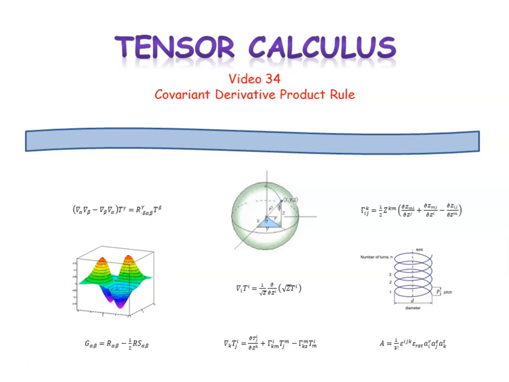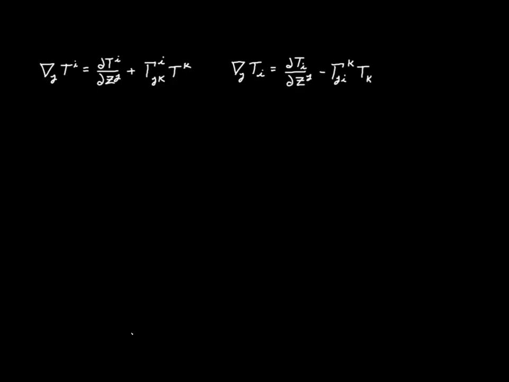This is video 34 of Tensor Calculus. In this video, we're going to introduce the product rule as it relates to the covariant derivative. For the last 6 videos, we've been exploring the covariant derivative. We now know how to find the covariant derivative of an individual vector component using one of the two expressions you see here.